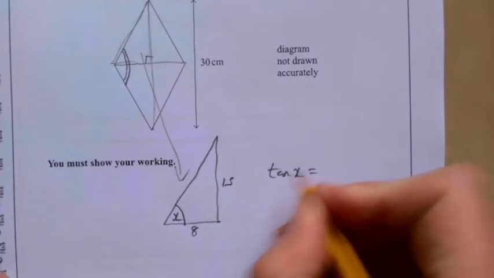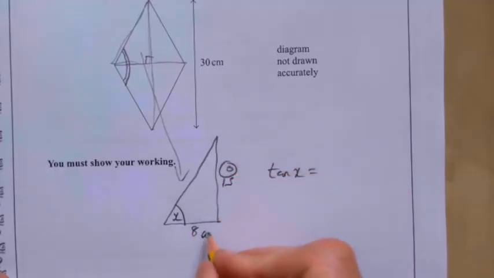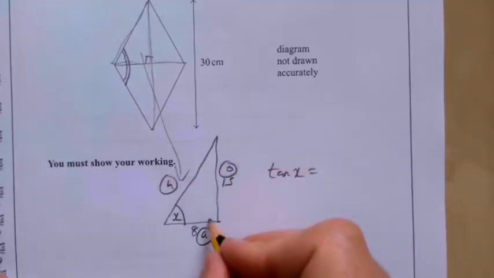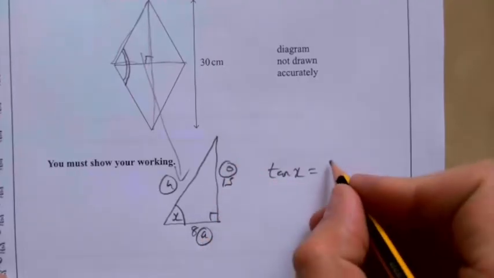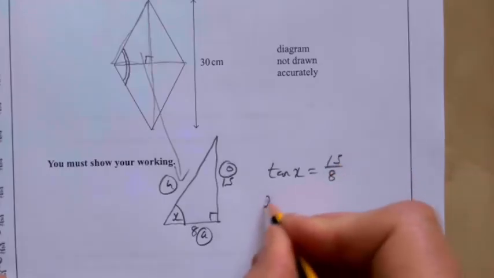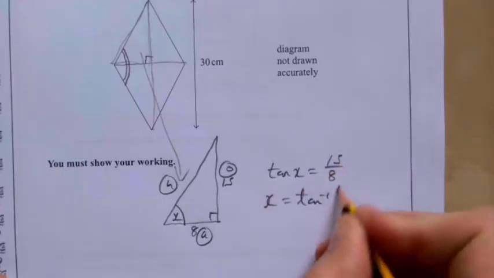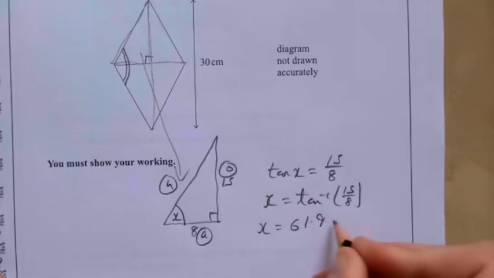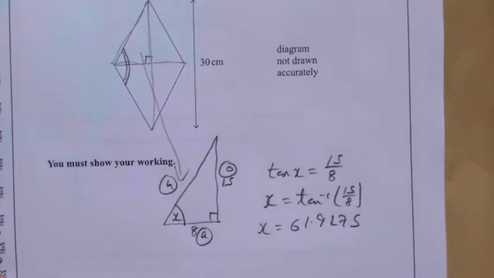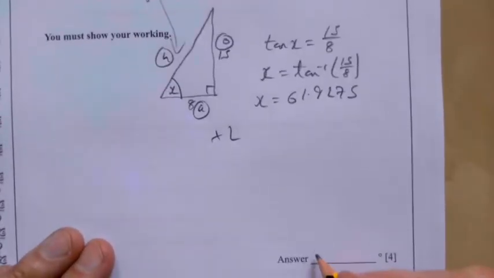Tan x, that's the opposite, sorry, that's the adjacent, and that's the hypotenuse. So it's a right angle triangle, so it's O and A I'm going to be using, so I'm going to be using tan. It's going to be then 15 over 8. x then is tan to the minus 1 of 15 over 8. You put that into your calculator and you will get 61.9275. And then if we times that by 2, we're going to get 128.86.